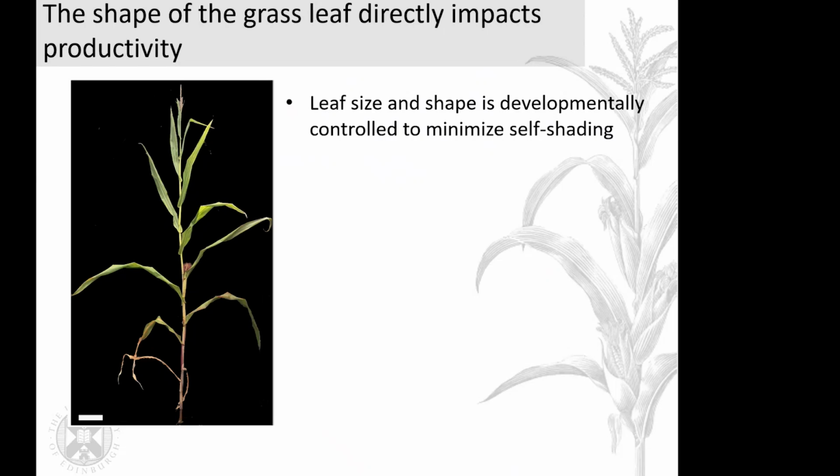So this is a mature maize plant. You can see that each leaf has a different angle, it has a different width, it has a different size, but the shape is still consistent. And this is so that the top leaves don't shade these lower leaves, so you can get maximal production to a single plant. So if you're growing maize in your back garden or in your allotment, this is the kind of shape of a plant that you would want.